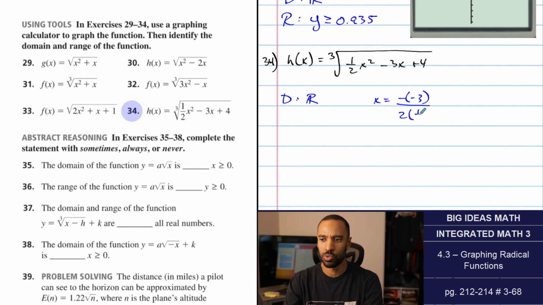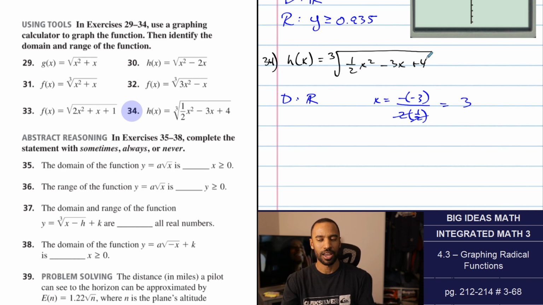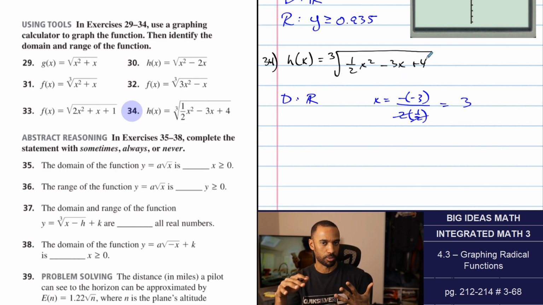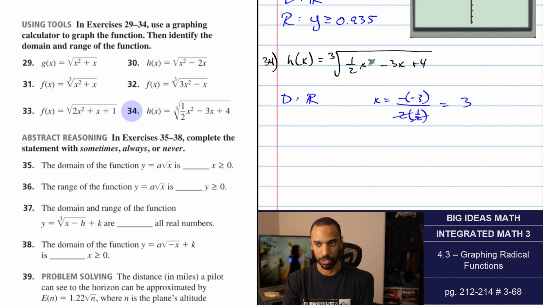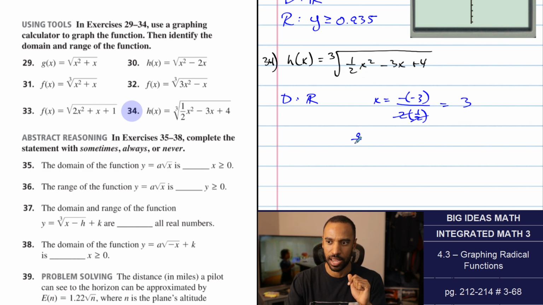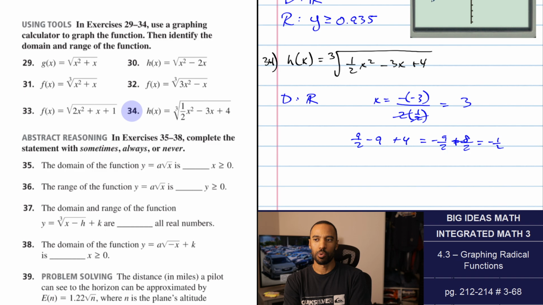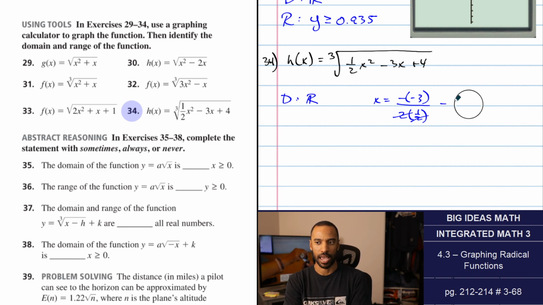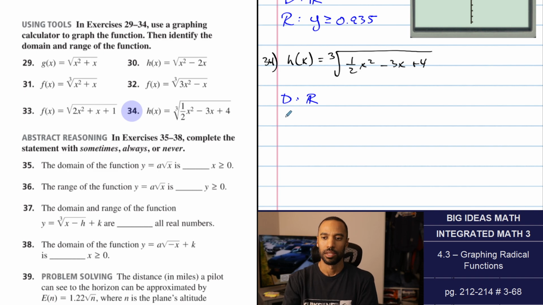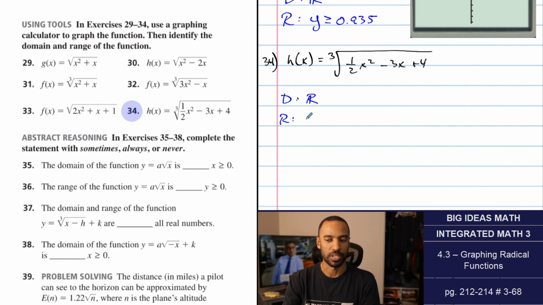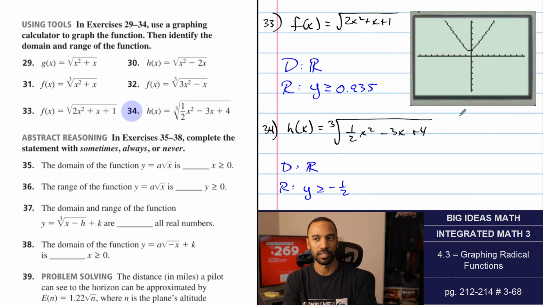For my range, what I'm going to do, for my x, I'm going to put negative b over 2a. 2 times 1/2 is 1, so you get 3. I'm going to plug 3 into here, and I'm going to guess whatever that is when I plug it in will be my minimum y value. So 3 squared is 9, and that's 9 halves. And this is minus 9, which is negative 9 halves, plus 4. Negative 9 halves plus 8 halves is negative 1/2. I'm guessing the range will be y is greater than or equal to negative 1/2. That's my current speculation here. And I guess that makes a little bit of sense when I start actually thinking about what's going on with regard to a quadratic and stuff.